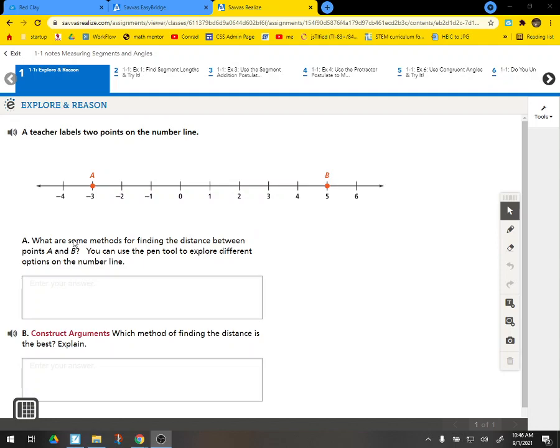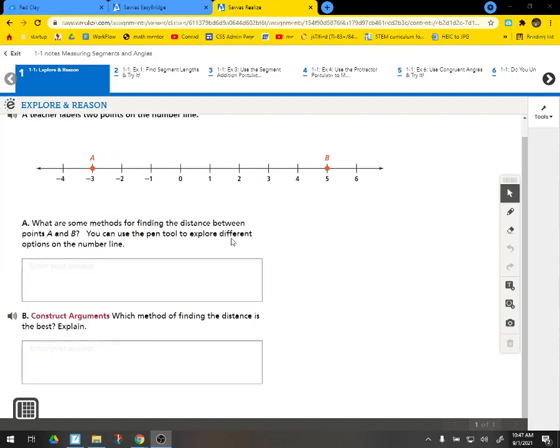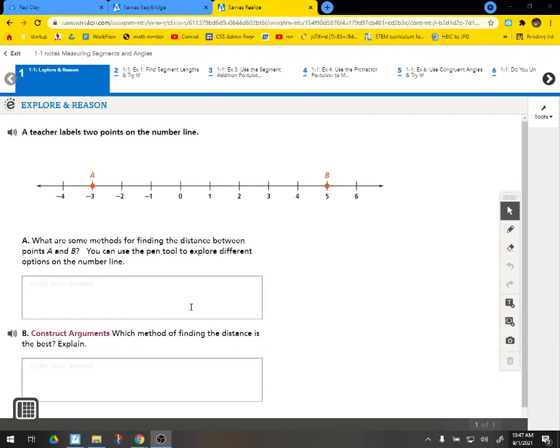What are some methods for finding the distance between points A and B? You can use the pen tool to explore different options on the number line. And then B, construct arguments. Which method of finding the distance is the best? Explain. All right, so have you thought about it yet? If you haven't thought about it, pause, think about it, and come up with at least 2 ways.